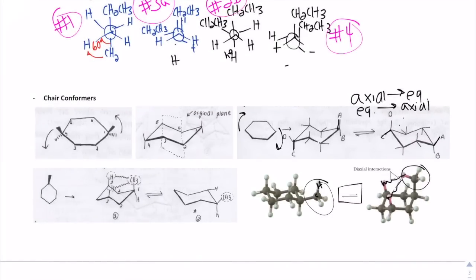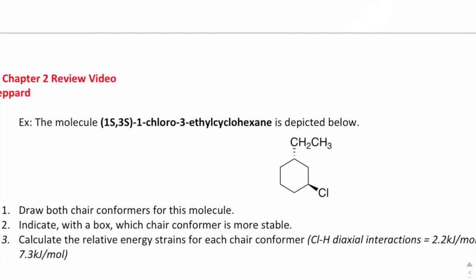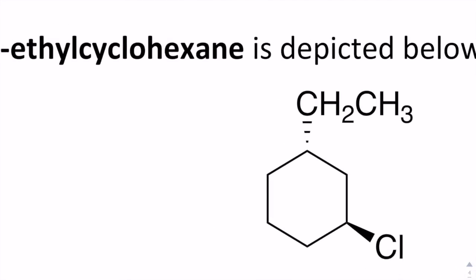That was a lot of theory about chairs, so let's use an example below. The molecule 1S,3S-1-chloro-3-ethylcyclohexane, mouthful, is depicted below. Draw both chair conformers for this molecule. When you're doing that, you can pick any carbon as carbon number 1. I'm just going to pick the top carbon to be carbon number 1. I'm going to draw both of my chairs, first this one over here.